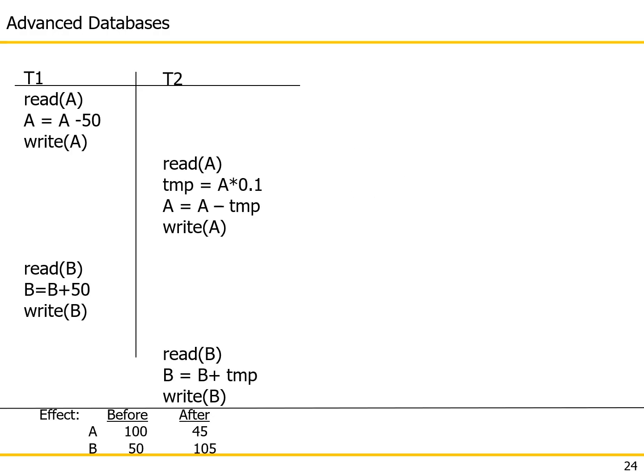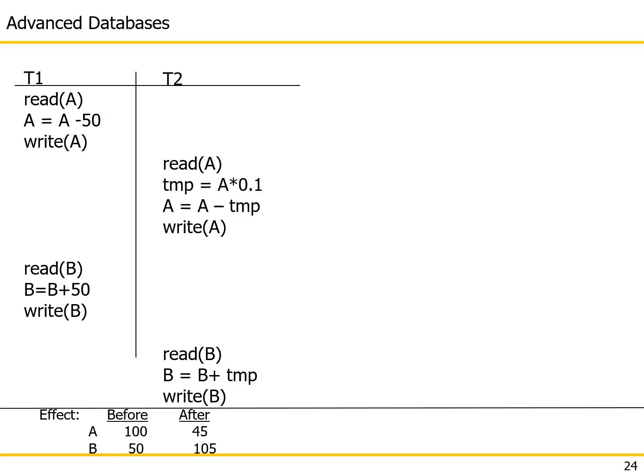Now let's look at this interleaving. Again, similar exercise to what we have seen before. I read A, subtract 50, write A back, and then a context switch happens. I read A, calculate the 10%, subtract it from A, write A back, a context switch happens again back to T1. I read B, add a 50, and write B. Context switch happens one more time. I read B, add the 10% to B, and then write B to the disk. Now, the after is the same as what we have seen before.